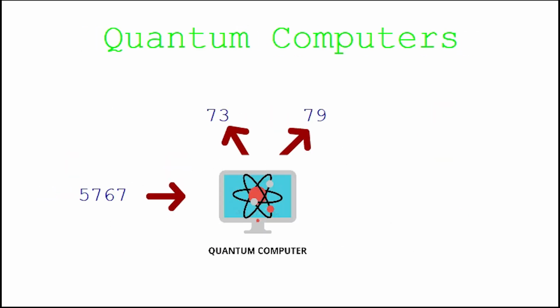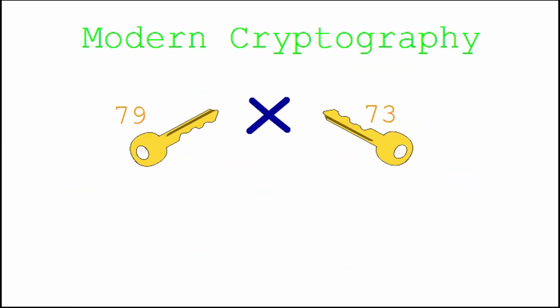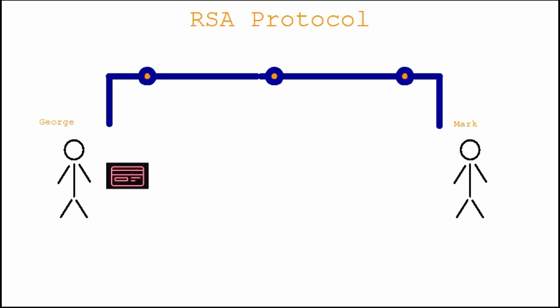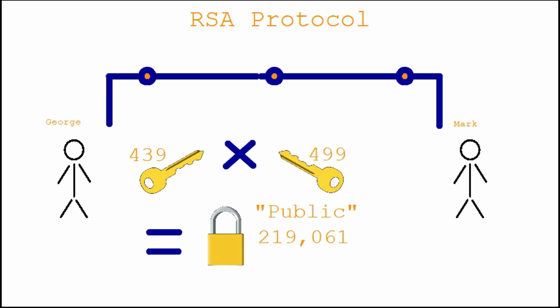Quantum computers can calculate prime factors of large numbers quickly. This is devastating for modern cryptography, which multiplies prime numbers to get a bigger number to broadcast as a public key. Let's take an example. George and Mark are trying to exchange credit card numbers. Using modern-day cryptography RSA protocol, each has a prime number as their private key. Both prime numbers when multiplied will be the public key.